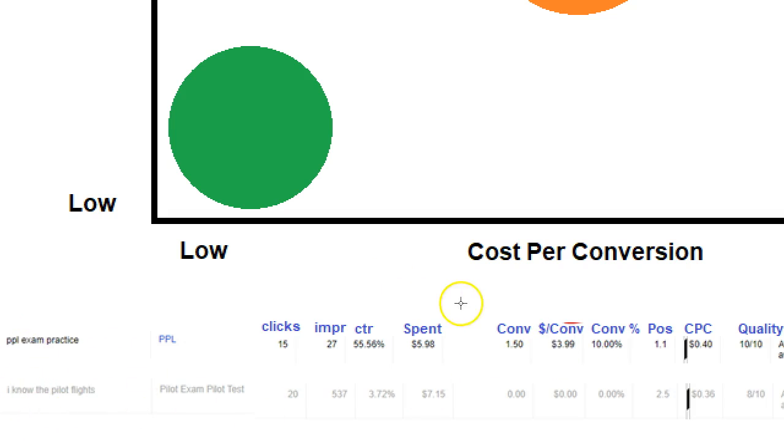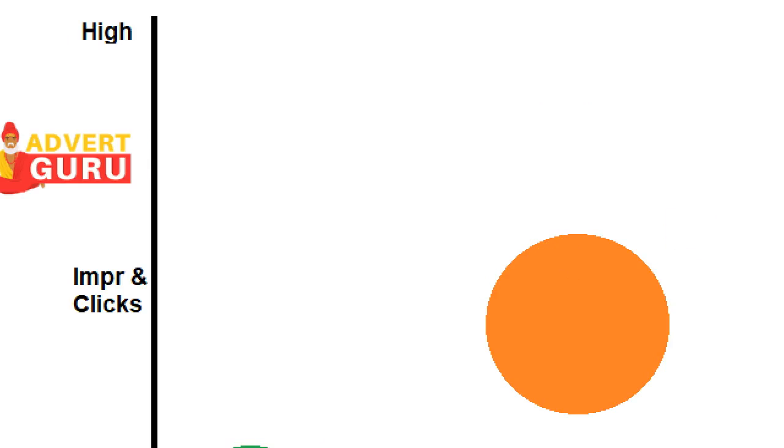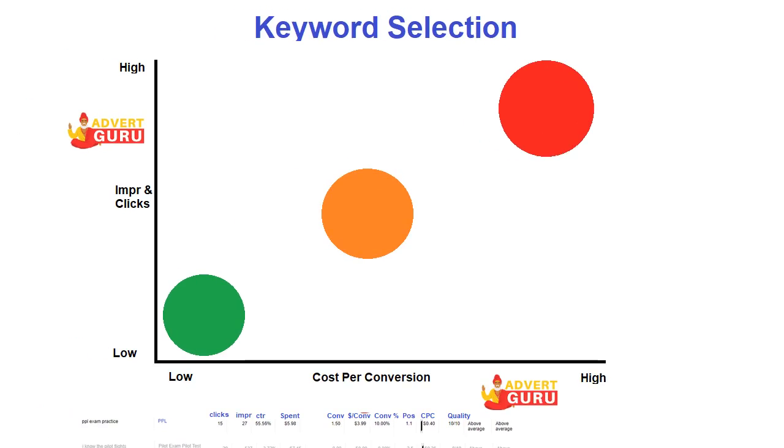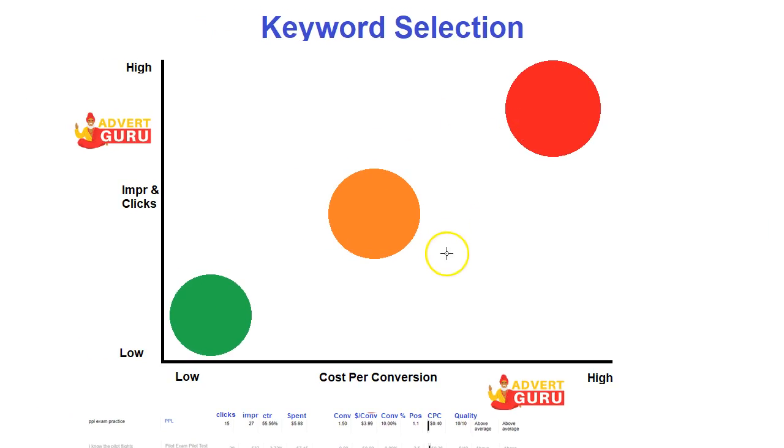This one here is your classic example of the red keyword. It's getting huge amounts of impressions, it's getting lots of clicks, but the cost per conversion was obviously too high for me, so I turned it off. So that's the difference.